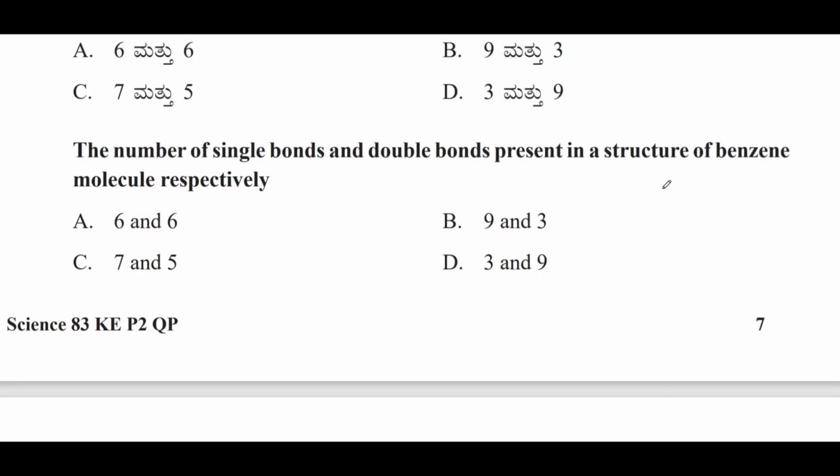The number of single bonds and double bonds present in the structure of benzene molecule is. Students, I will be writing the structure of benzene. Do observe the number of single bonds and double bonds. There will be alternate double bonds in the benzene structure. Now count the number of single bonds. We have 9 single bonds and 3 double bonds. Therefore, the correct answer is option B, 9 and 3.